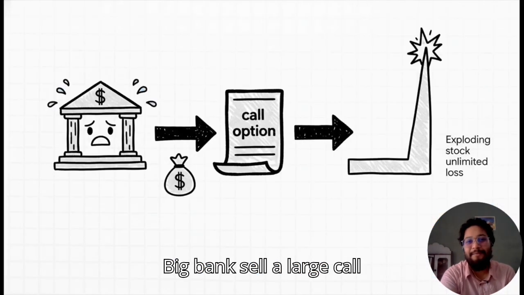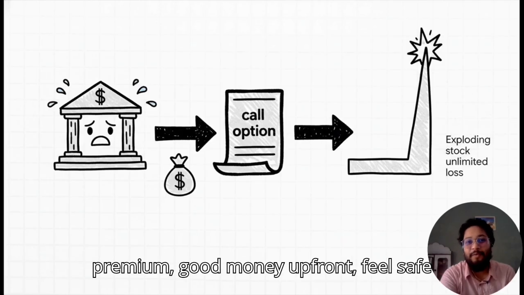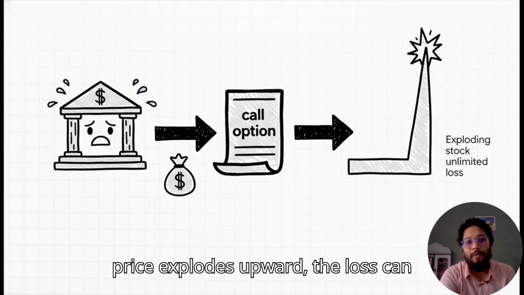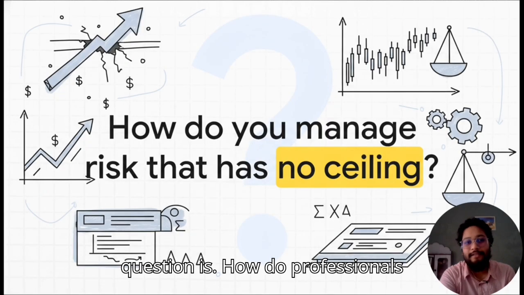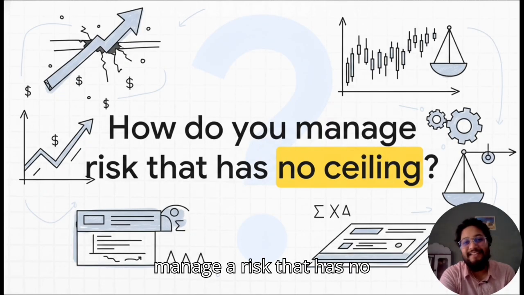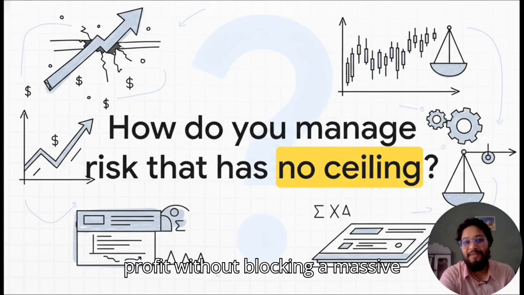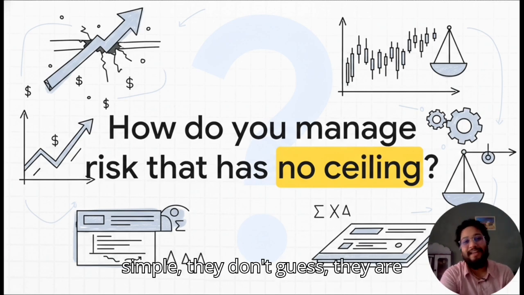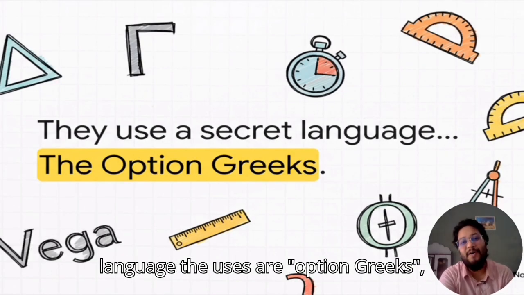So imagine a big bank sells a large call option position and collects a premium, good money upfront. They feel safe at first, but now comes the real risk. If the stock price explodes upward, the loss can be unlimited. So the real question is, how do professionals manage a risk that has no ceiling? And how do they protect profit without blocking massive capital? The answer is very simple. They don't guess. They measure the risk, right? And the language they use is option Greeks.